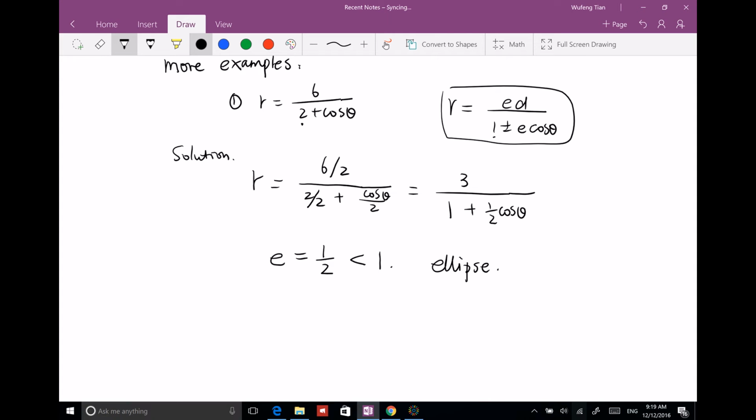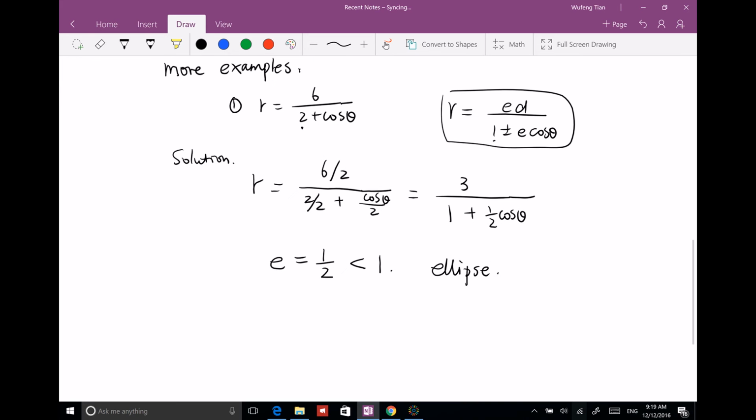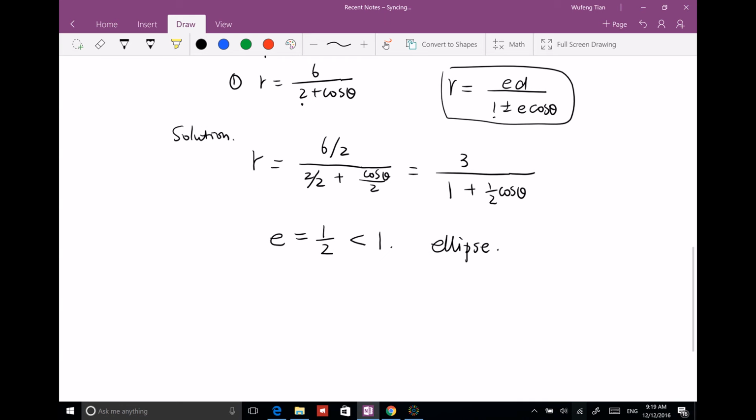And if this is an ellipse and e equals 1/2, now I need to find out what the vertex is. So we check the vertex. Theta equals 0. Then cosine theta will be the maximum value. So I need to find out r maximum and r minimum. The r maximum is going to be the one at the vertex point.